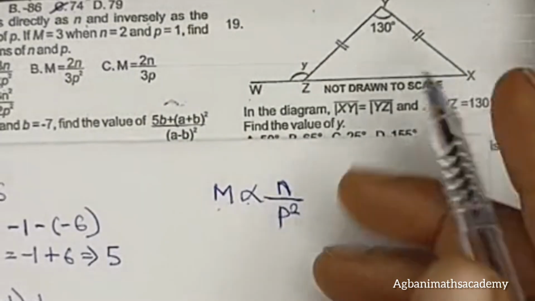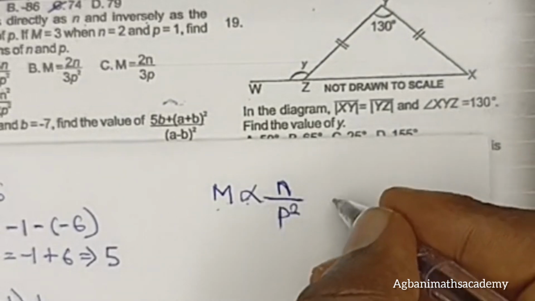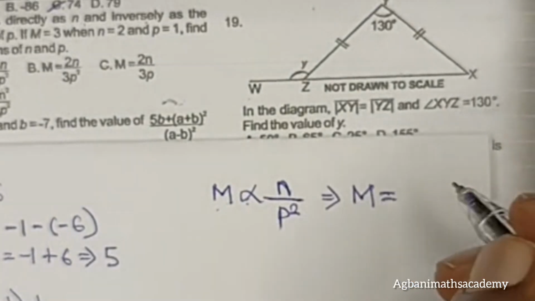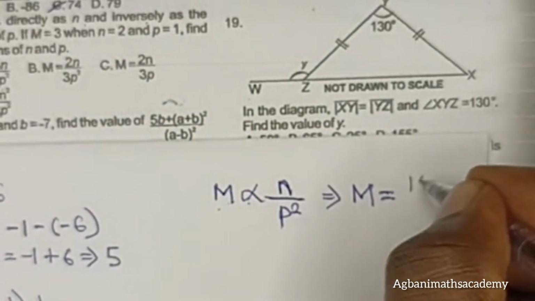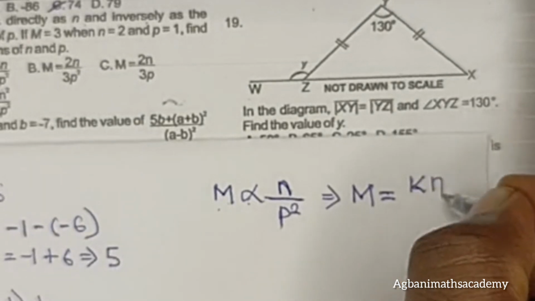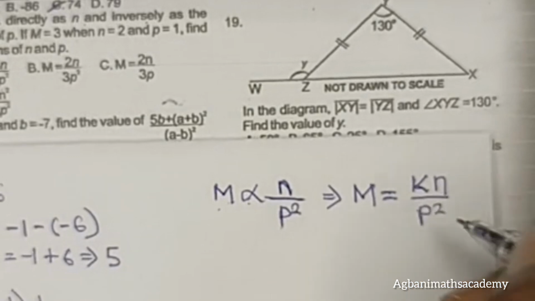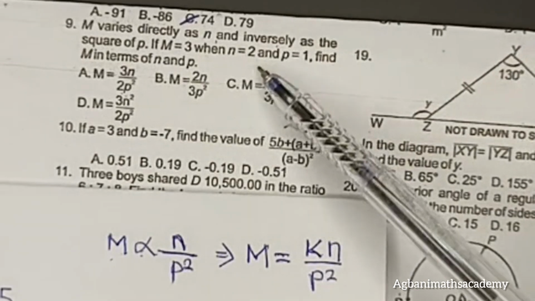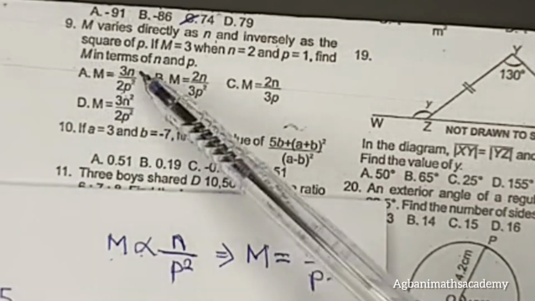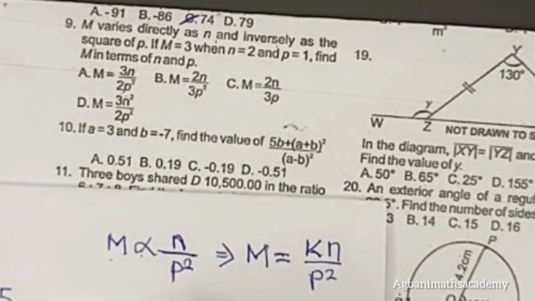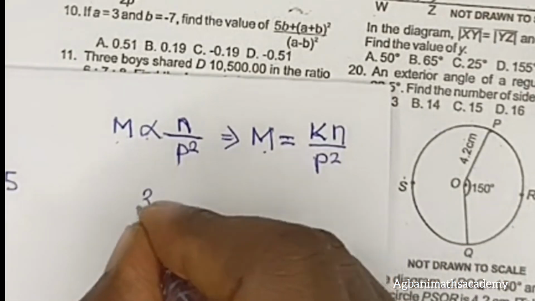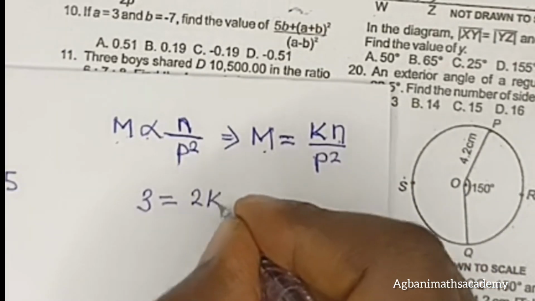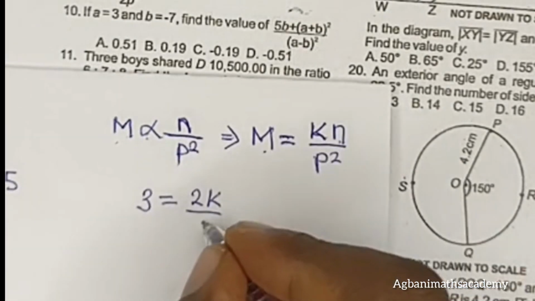We are told that, but before we continue, we need to change the variation sign to equal to sign. So we have m is equal to, by removing the variation sign, we introduce the constant k, the constant of proportionality. So we have kn all over p squared. We are told that if m is equal to 3, when n is equal to 2, and p is equal to 1, find m in terms of n and p. So when m is equal to 3, n is equal to 2, we have 2k all over p equal to 1, so we have divided by 1.